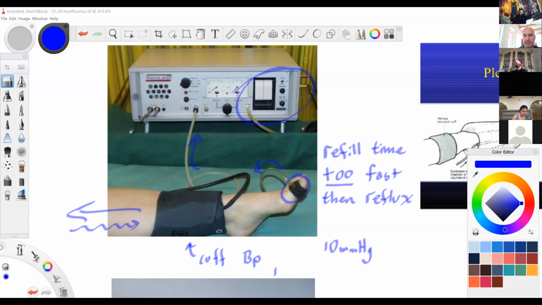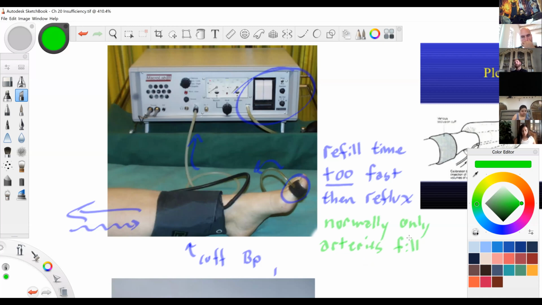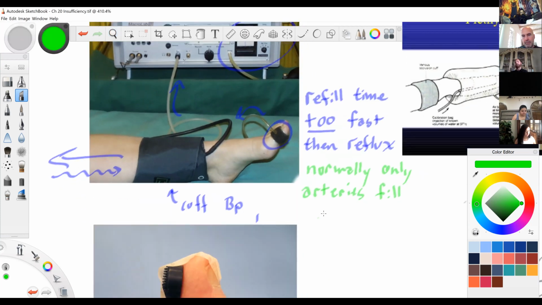Now let's think about why that is. Normally, only arteries fill. They fill the veins through the capillary beds, they fill the toe, they fill the leg. Arteries fill with blood, and they fill everything else with blood in turn. But with reflux, veins fill too. Right? That kind of makes sense.